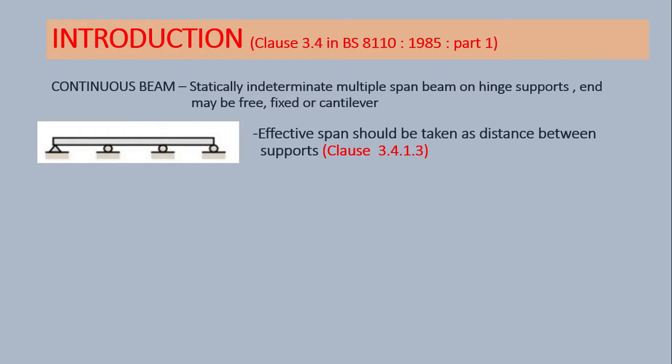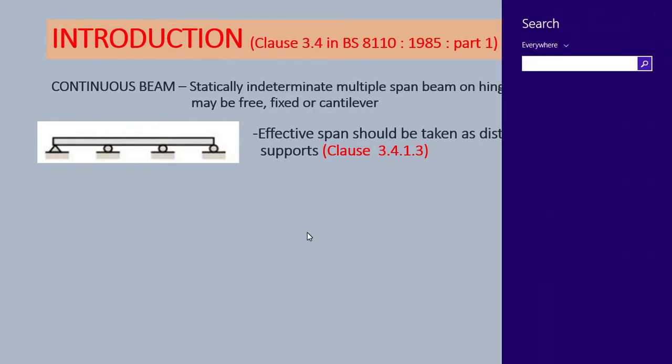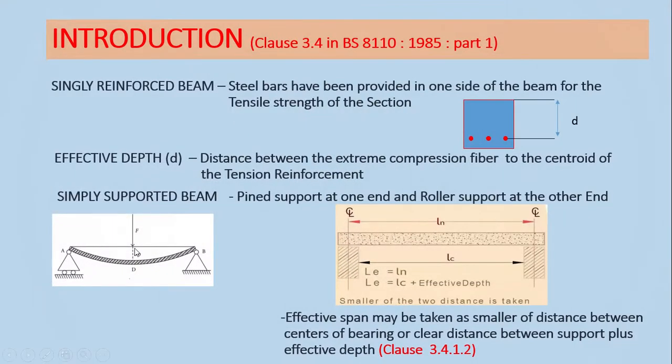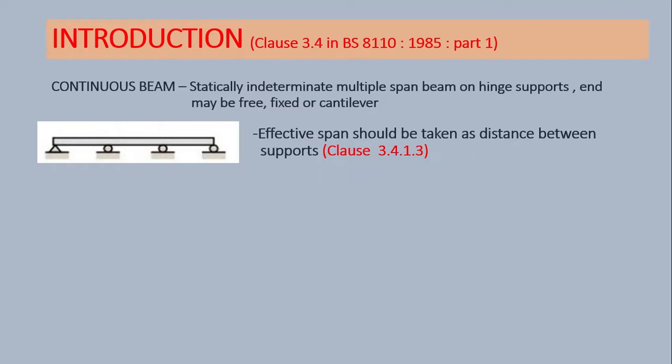A continuous beam is actually a statically indeterminate structure with multiple spans. In simply supported beams you can see only one span, here from A to B, one span. But in a continuous beam, in this example there are 3 spans, but it may be 2, 3 or 4.